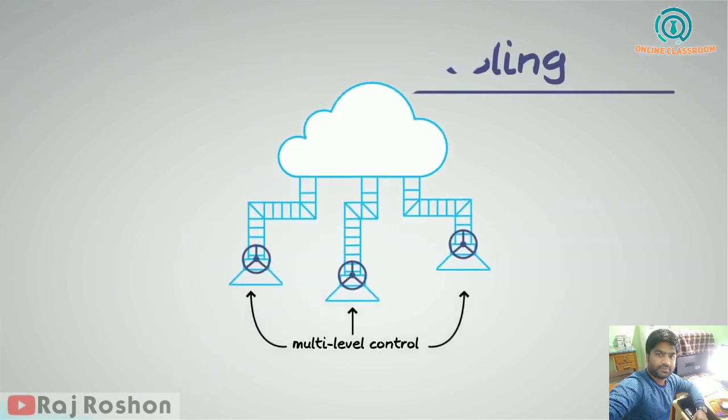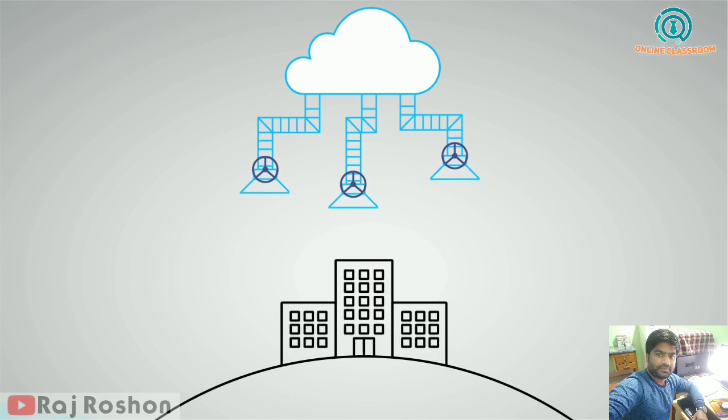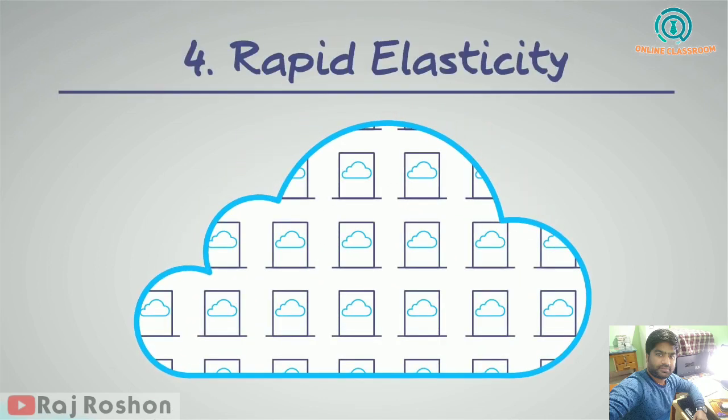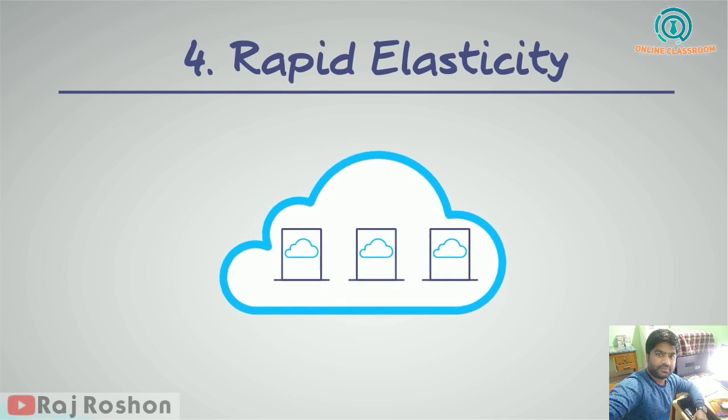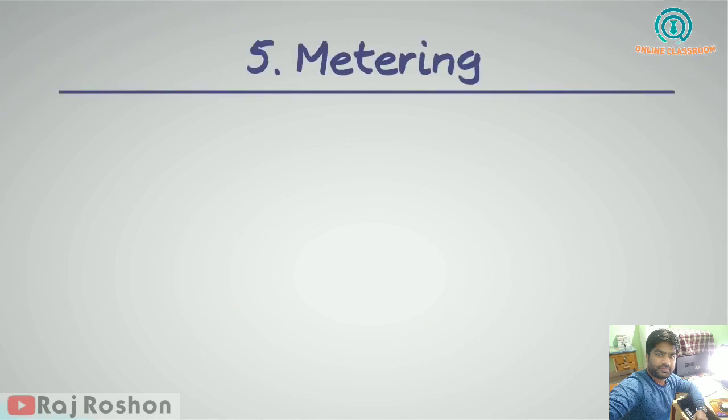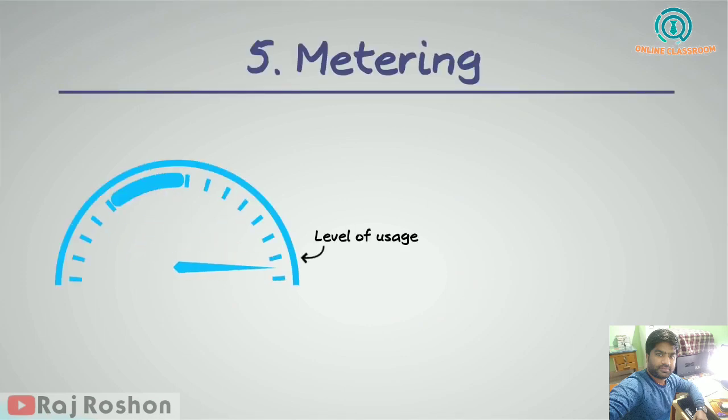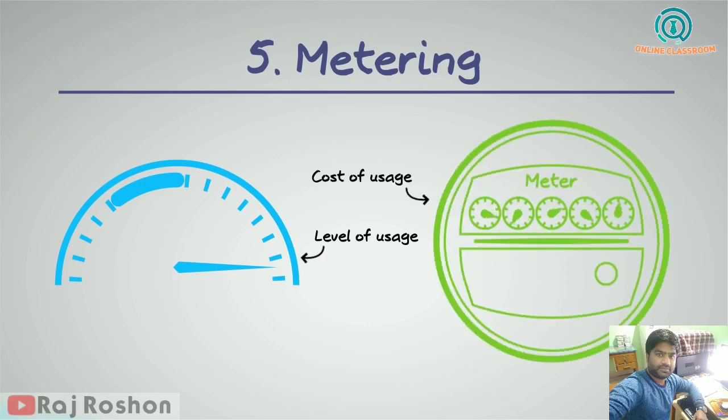Okay. Third one is resource pooling. That means your data you can share with anybody on the cloud, and you can access from them also. And rapid elasticity, this means as per your requirement you can take the cloud space. And the last point is metering. Metering means it will monitor your level of usage, so how much you have used.